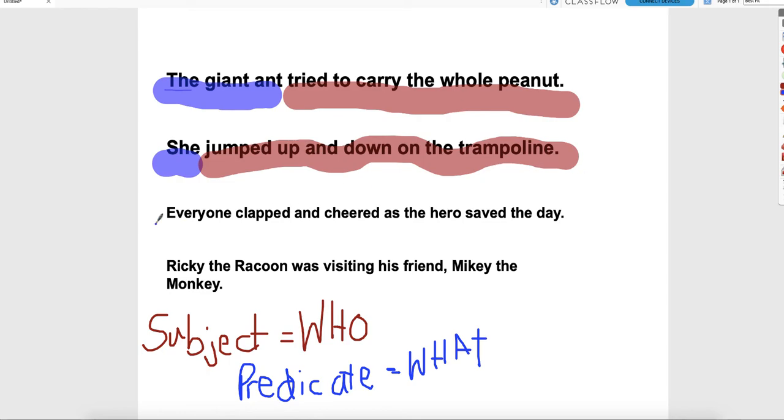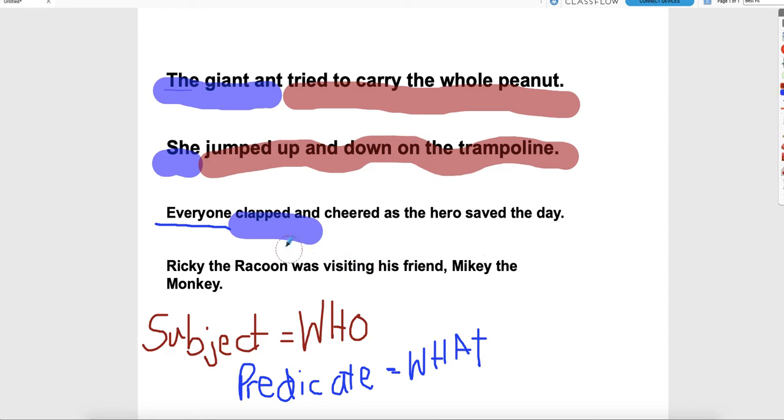Everyone is the subject. Oh, now I have a regular pencil. Okay. And everyone clapped and cheered as the hero saved the day. What's the predicate or the action, Valerie, in that sentence? Clapped and cheered as the hero saved the day. Right, all of that. Oops, it should be red. Let me change my color here.